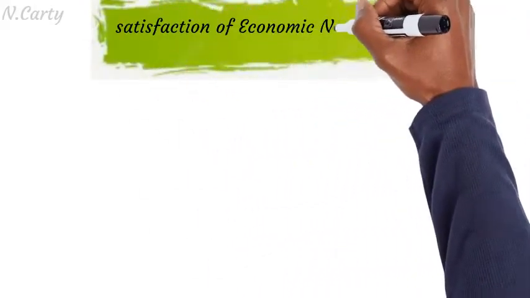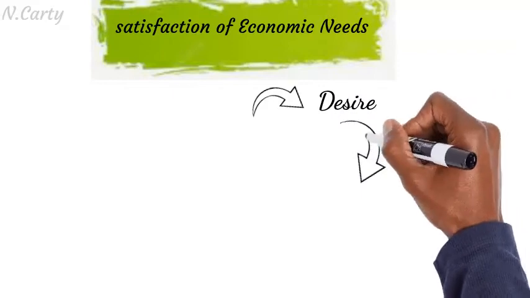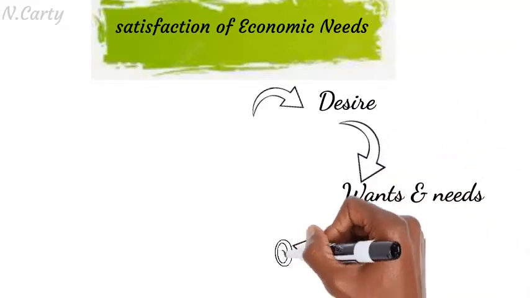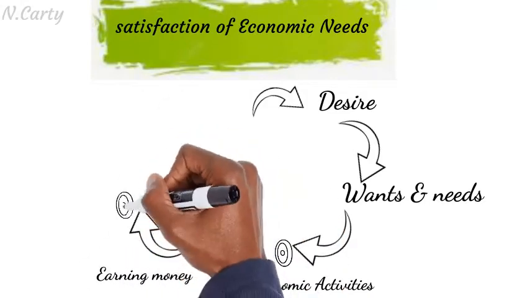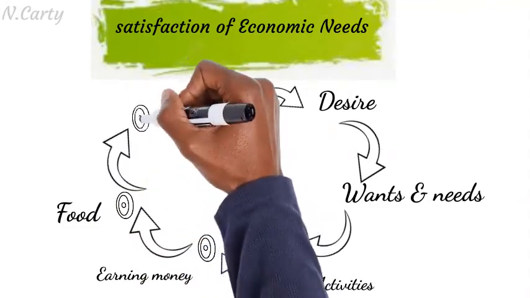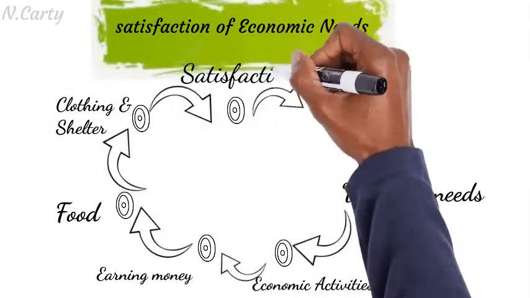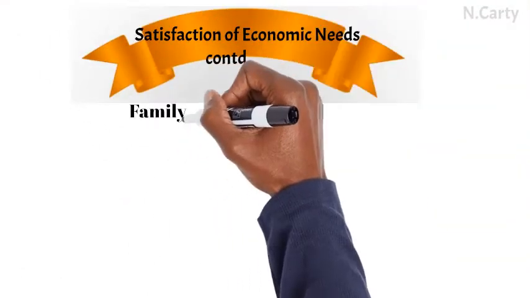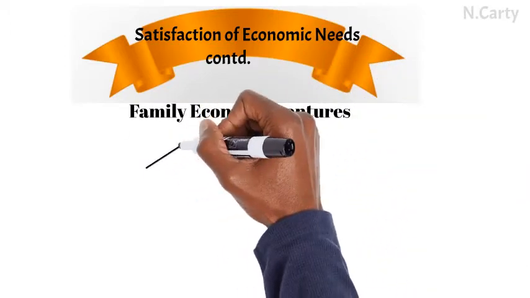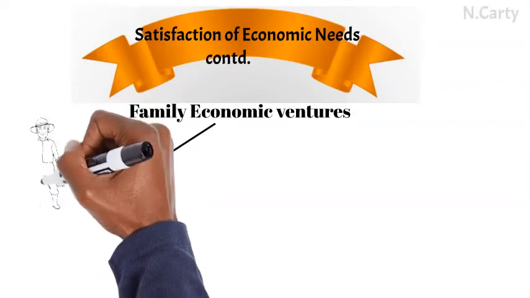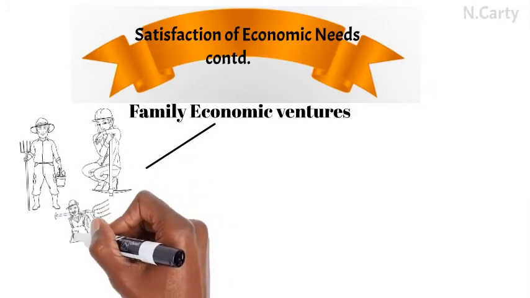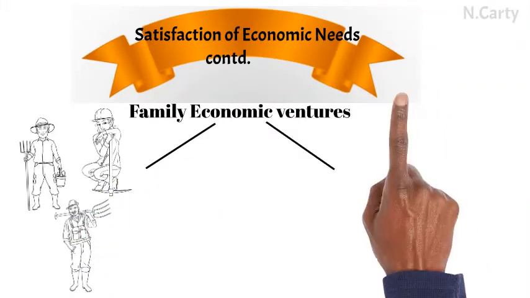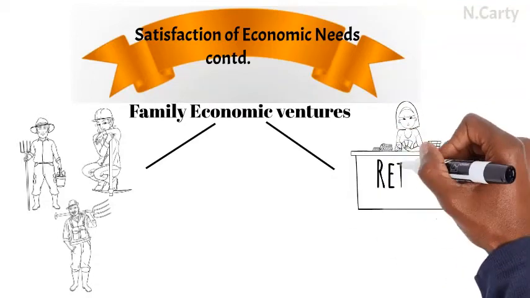Satisfaction of economic needs. The family has a responsibility to provide for the basic economic needs of its members. These include food, clothing, and shelter. Some families engage in business endeavors while the adults in other families go out to work to take care of their members. In some cases, even very young members of the family take part in economic activity, especially when there is a family business, for example, farming or retail sector.